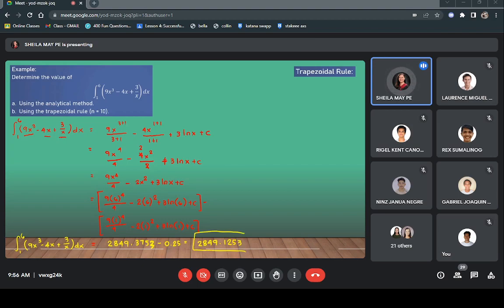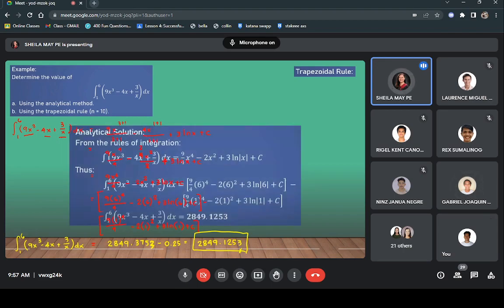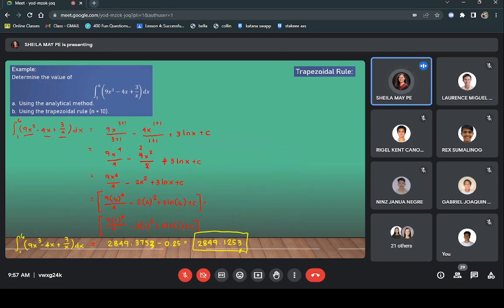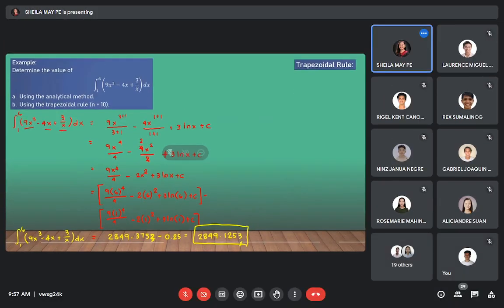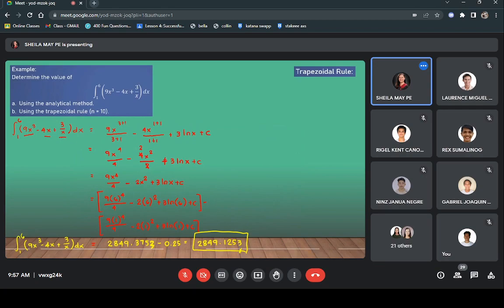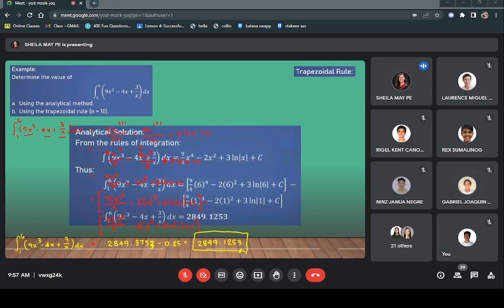Okay, this is the final answer for our analytical method. And for this one, class, since it is the analytical method, it is the exact method and this is also our exact value. Okay, copy? Yes, ma'am. Okay, this one here is the solution. Take a screenshot, class, or just print screen. Okay, so I will be erasing this.